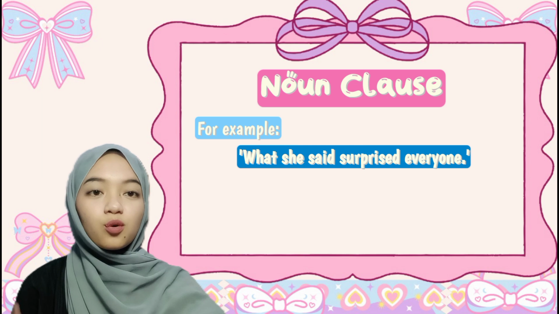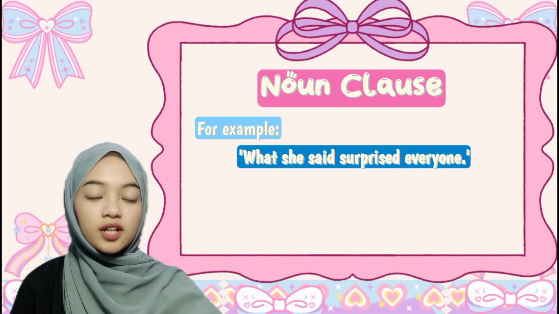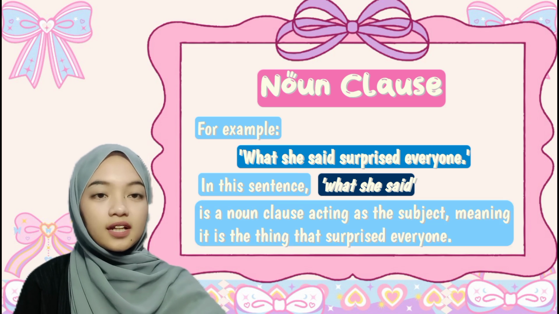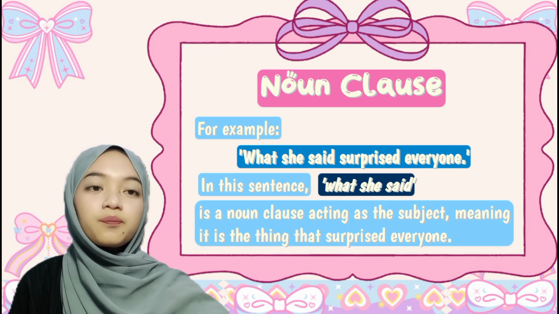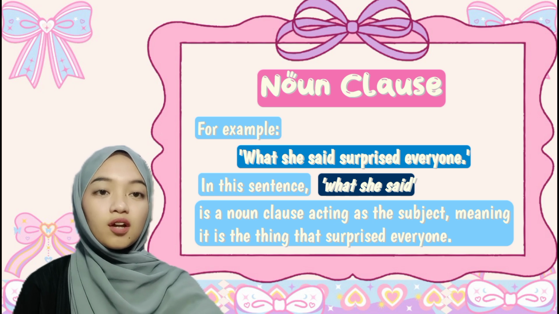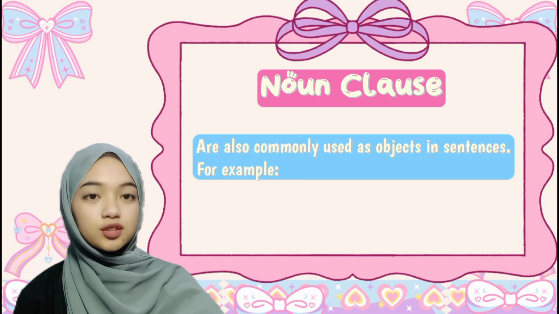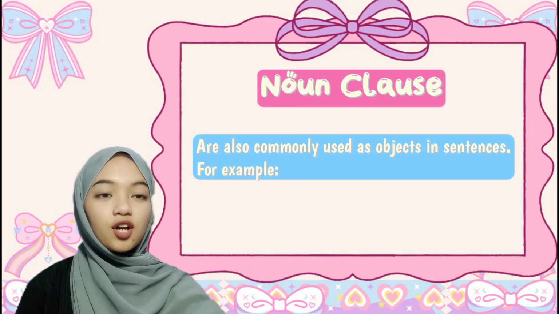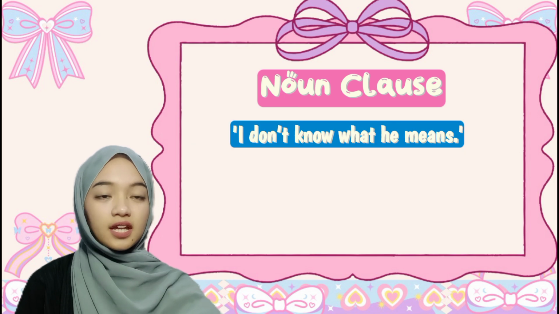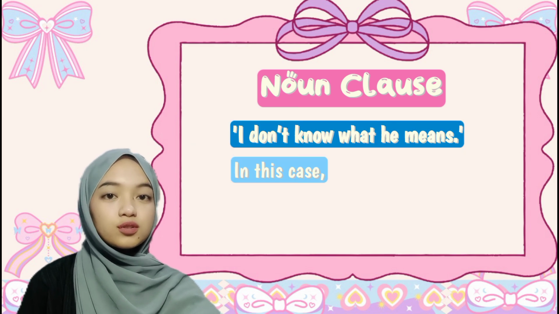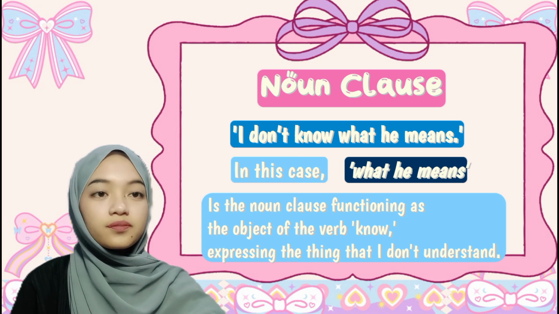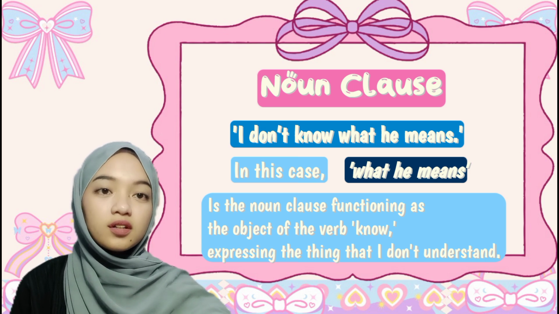For example, what she said surprised everyone. In this sentence, what she said is a noun clause acting as the subject, meaning it is the thing that surprised everyone. Noun clauses are also commonly used as object in a sentence. For example, I don't know what he means. In this case, what he means is the noun clause functioning as the object of the verb know, expressing the thing that I don't understand.